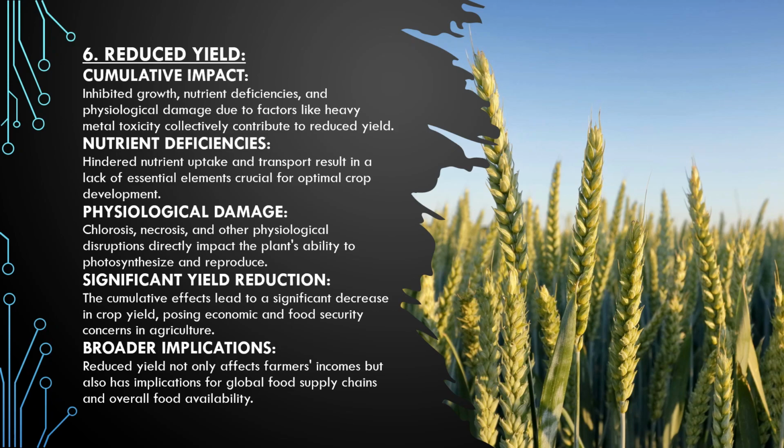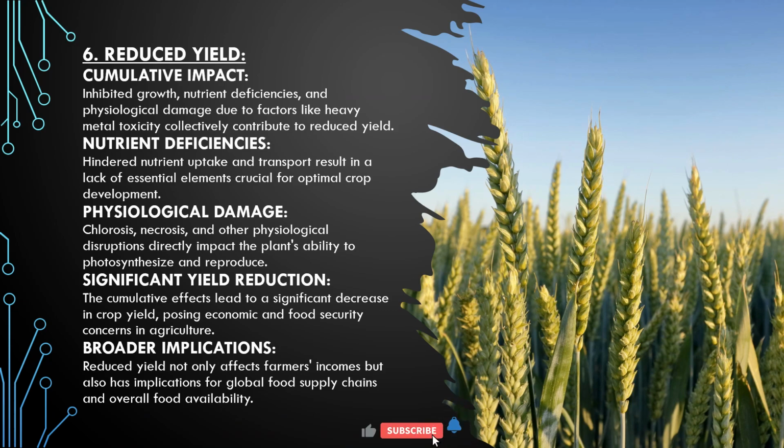6. Reduced yield. Cumulative impact. Inhibited growth, nutrient deficiencies, and physiological damage due to factors like heavy metal toxicity collectively contribute to reduced yield. Nutrient deficiencies. Hindered nutrient uptake and transport result in a lack of essential elements crucial for optimal crop development. Physiological damage. Chlorosis, necrosis, and other physiological disruptions directly impact the plant's ability to photosynthesize and reproduce.